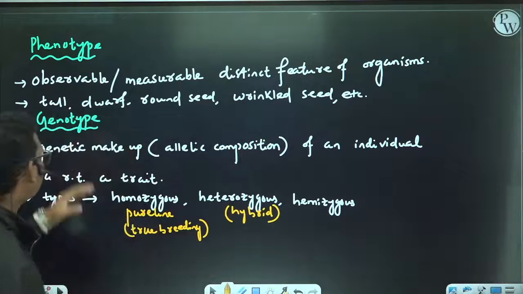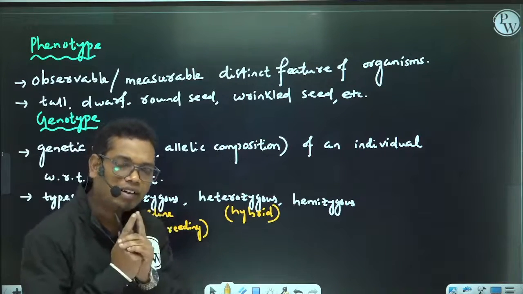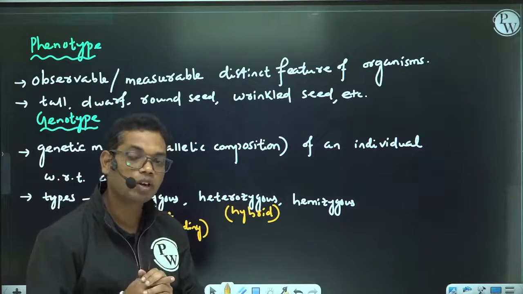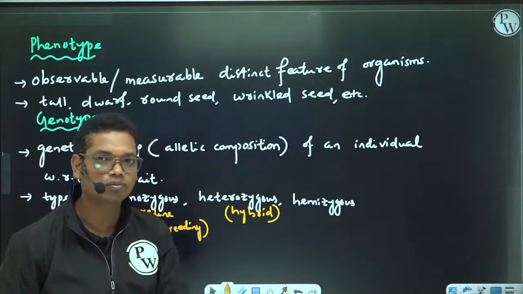Okay, so what do you understand by genotype then? See, one individual will have one trait of a character. It will have many traits, but for one character it will have one trait only, right?